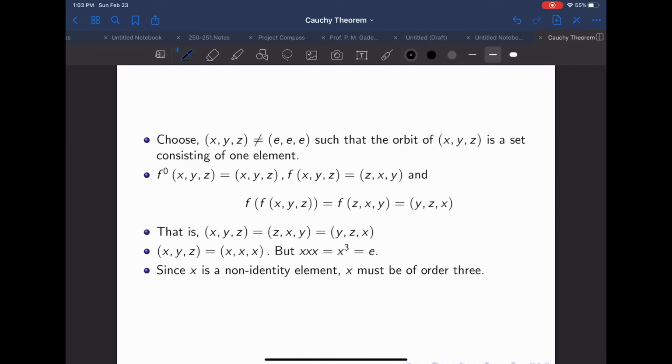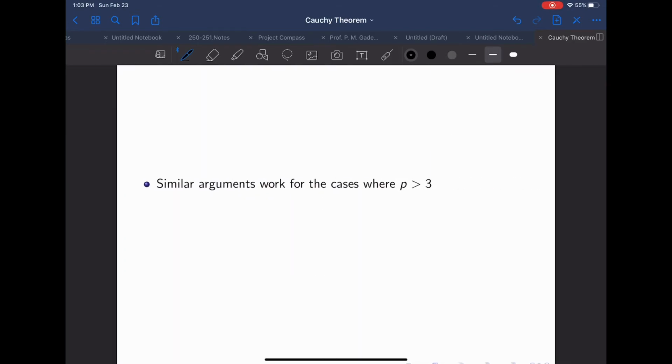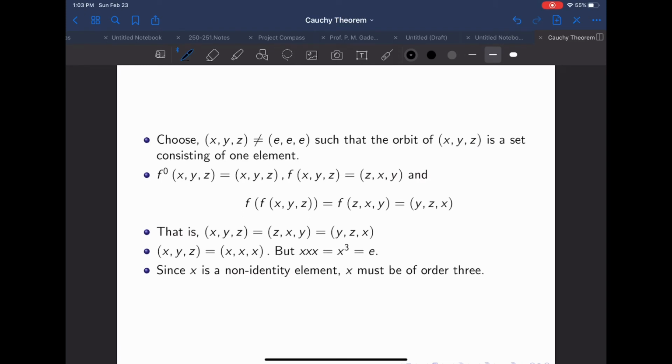And since x is a non-identity element, x must be of order 3, okay? All right, and that's exactly what we want. We have just found an element in the group which is of order 3 when we assume that 3 divides the order of the group.